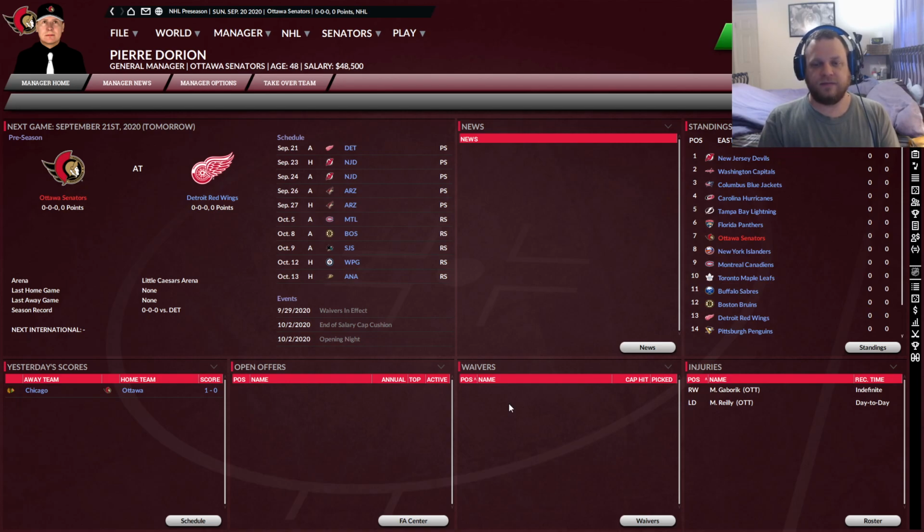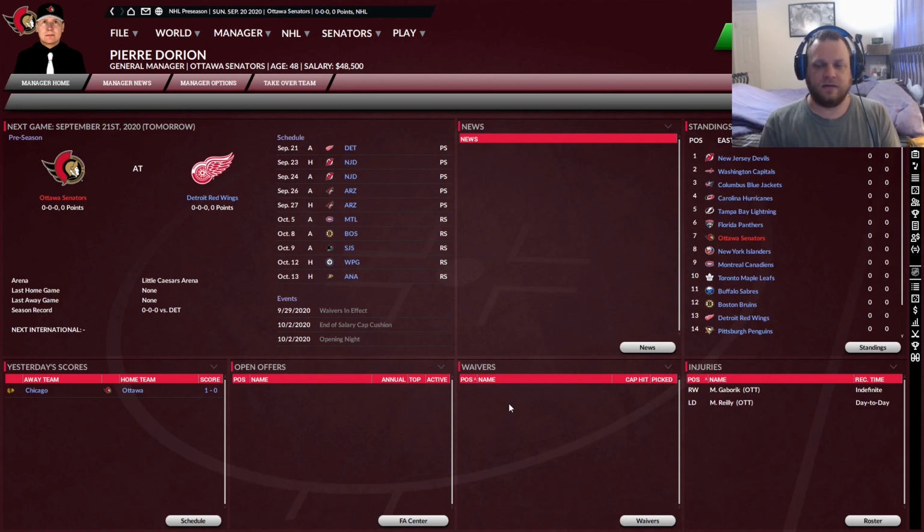In real life, there's waiver claims all the time, but they're usually for lesser players. Probably the most notable waiver claim that has happened in recent history would be Montreal picking up Paul Byron off waivers from Calgary. Paul Byron turned out to be able to score 20 goals a season for Montreal for a few years, so that's probably one of the really best waiver pickups that you're going to see, but that's pretty rare.